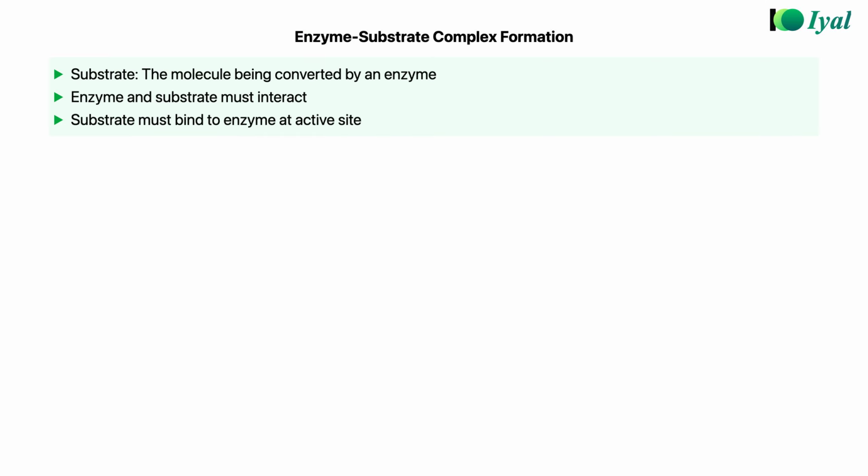Now, let's understand how enzymes actually work at the molecular level. First, understand what a substrate is. It's the molecule the enzyme is going to convert into a product. For this to happen, the substrate has to get to the enzyme and bind there.